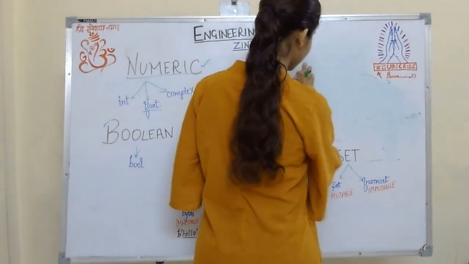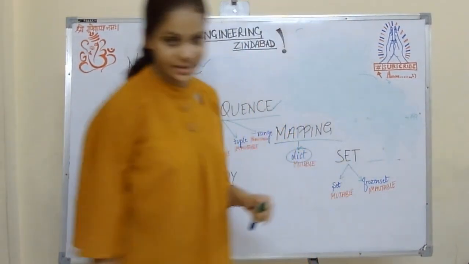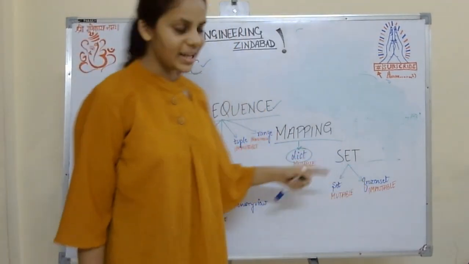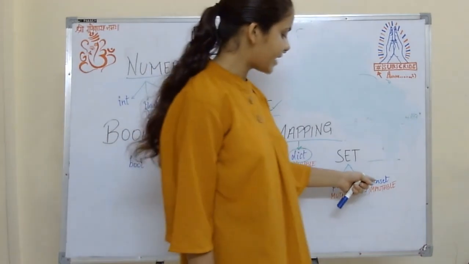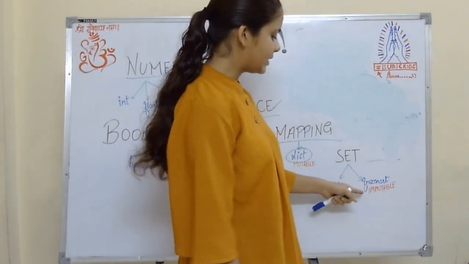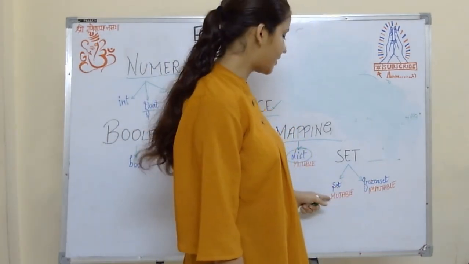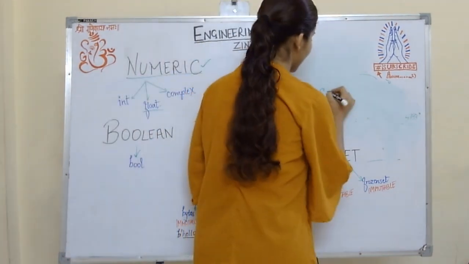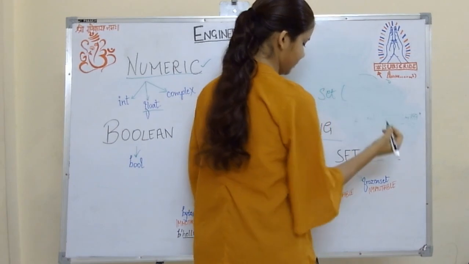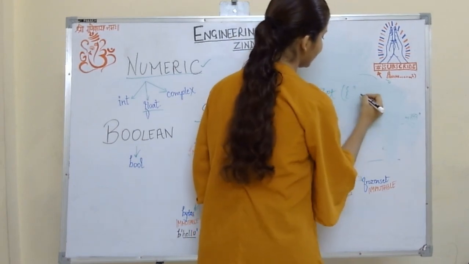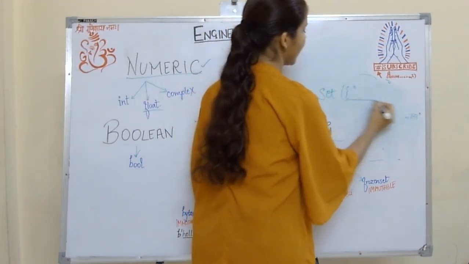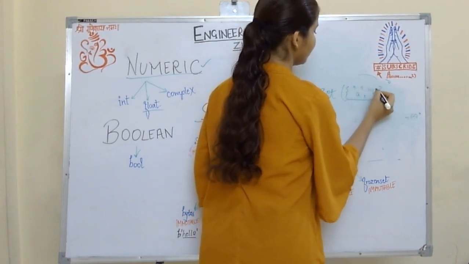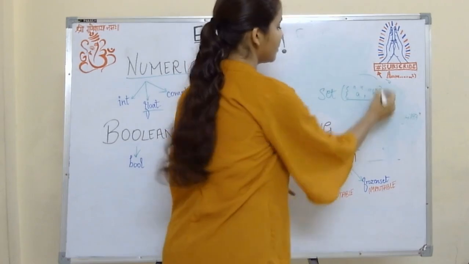Now let's move to the next type, that is set. In set we have a set and a frozen set. By the name itself we can understand that frozen means the one that can't be changed, and the normal set can be changed. So if we take, let's suppose, 2 values, this is the way we write a set in curly braces. Let's suppose A and B, we have taken a set.